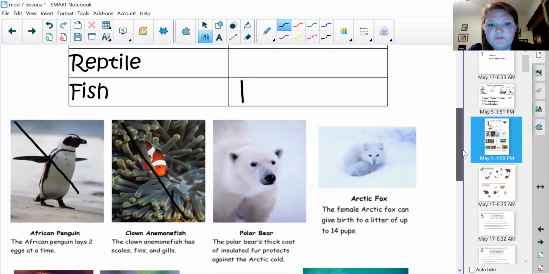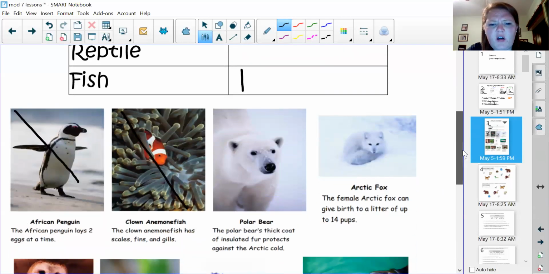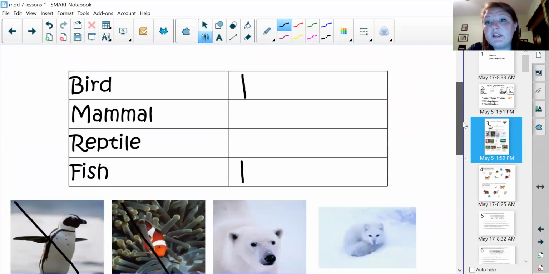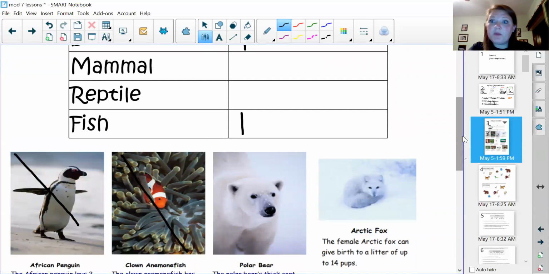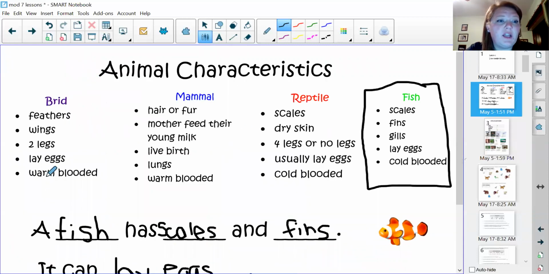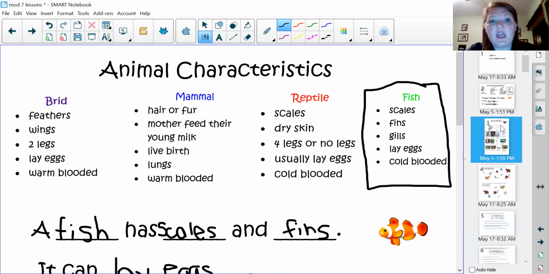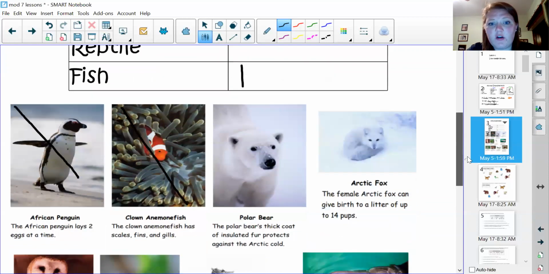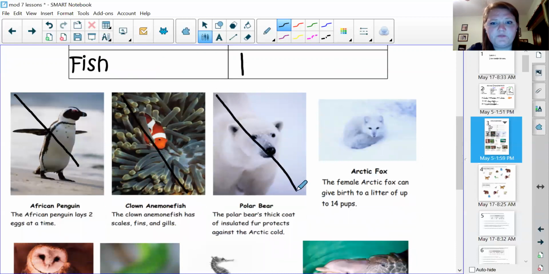Polar bear. The polar bear's thick coat of insulated fur protects against the Arctic cold, which tells me that its body temperature does not adjust to the weather. So it has to be warm-blooded. So it either has to be a bird or a mammal. Which one do you think it is? Does it have feathers or does it have hair or fur? It has hair or fur, so it is a mammal. Make my tally mark there, cross off the polar bear.